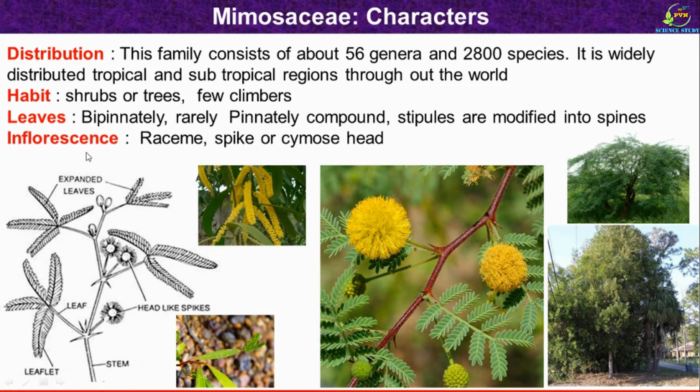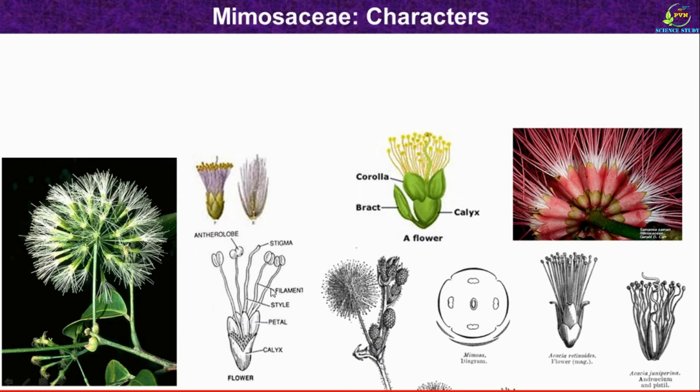Then regarding inflorescence, inflorescence is generally raceme, spike or cymose type of head. Here you can see head-like spike or cymose head inflorescence of Mimosacea members. Dear friends, these are some photographs and sketches of members of family Mimosacea. Here you can see cymose head-like inflorescence. This is sketch of the flower showing different parts. This is calyx, this is corolla, then this is gynoecium, and these are the stamens composing androecium.